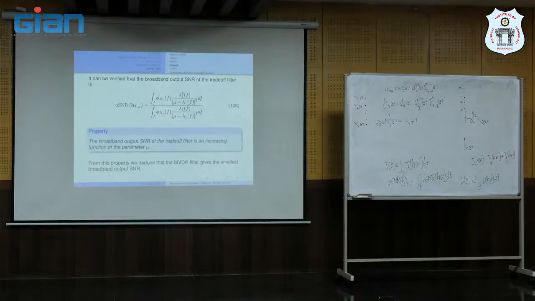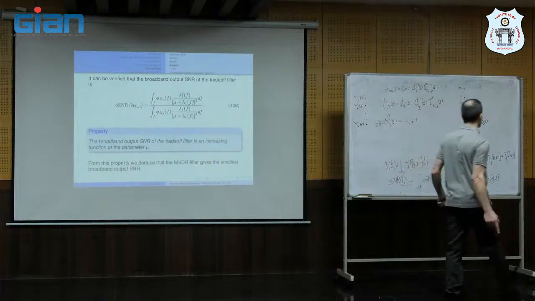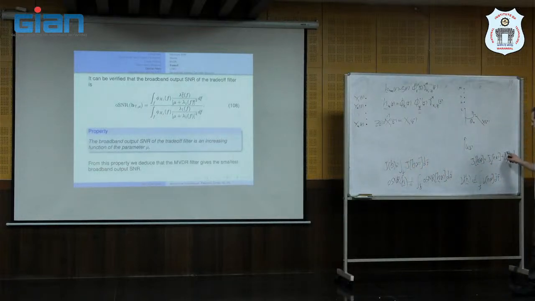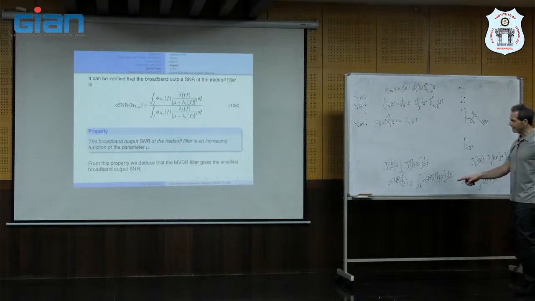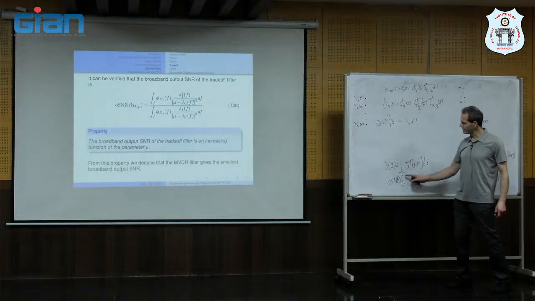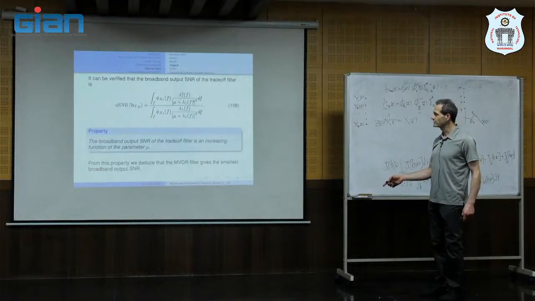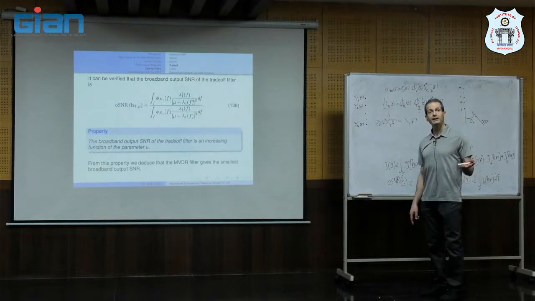this is very important because sometimes you want to show that, you see, when we derive the trade-off filter, we derive it in the narrowband sense. Okay? And this gives us some trade-off between noise reduction and signal distortion for the narrowband. But you know that the output SNR is not an integral of the narrowband output SNR. So to show that the broadband output SNR is an increasing function of mu, something nice.